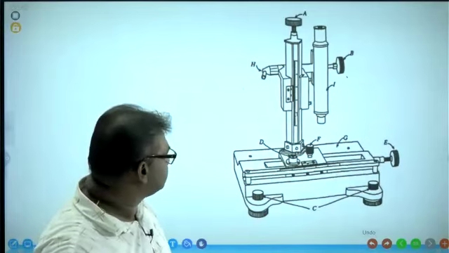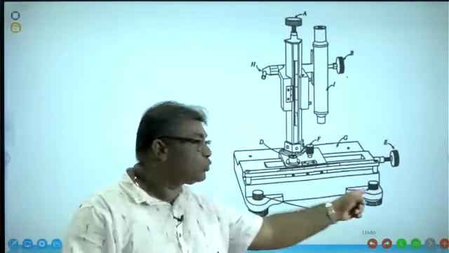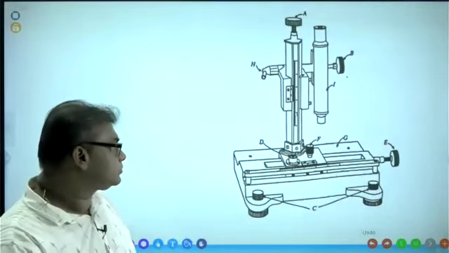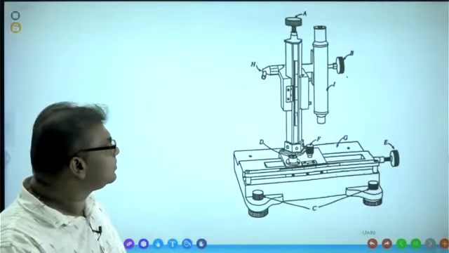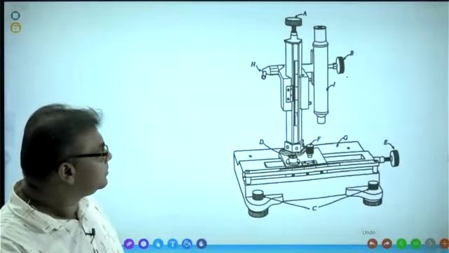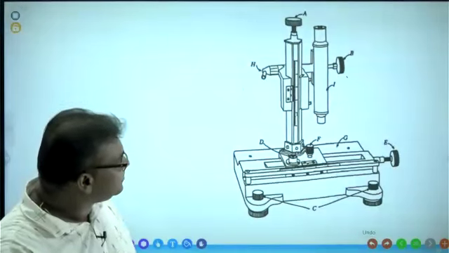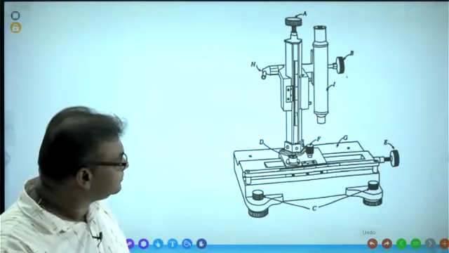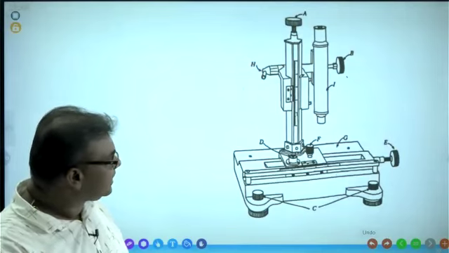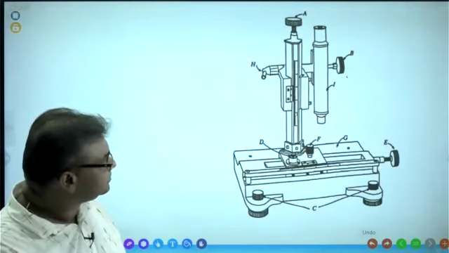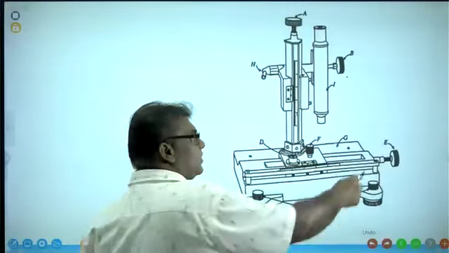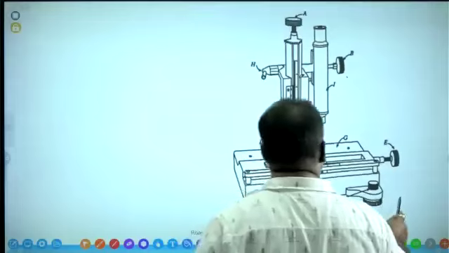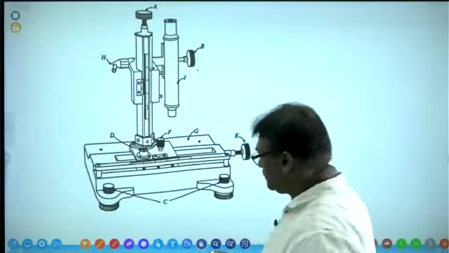Okay, next one, C, level screws. Level screws. D, spirit level. Spirit level. E, horizontal fine adjustment screw. This one, horizontal fine adjustment screw.